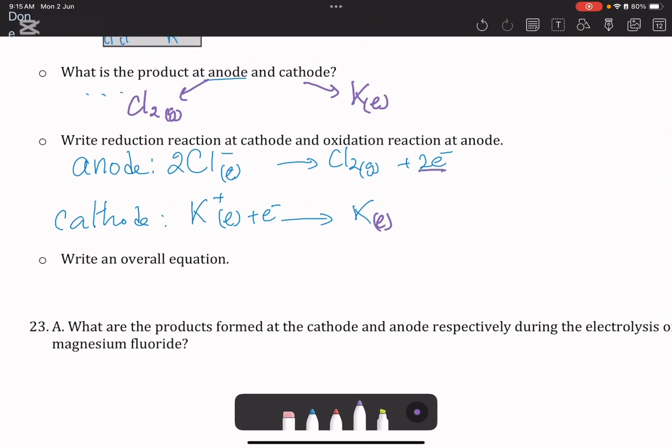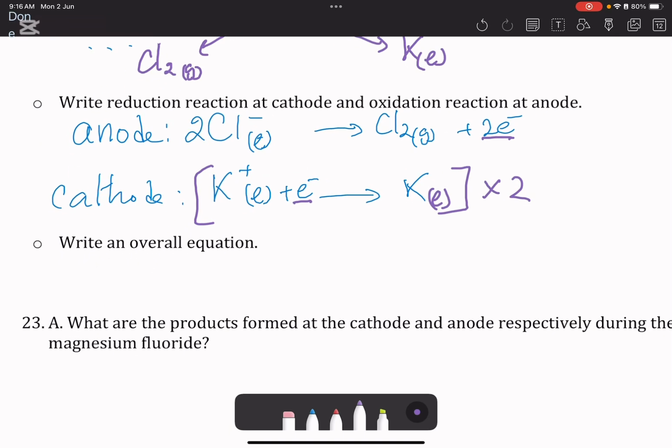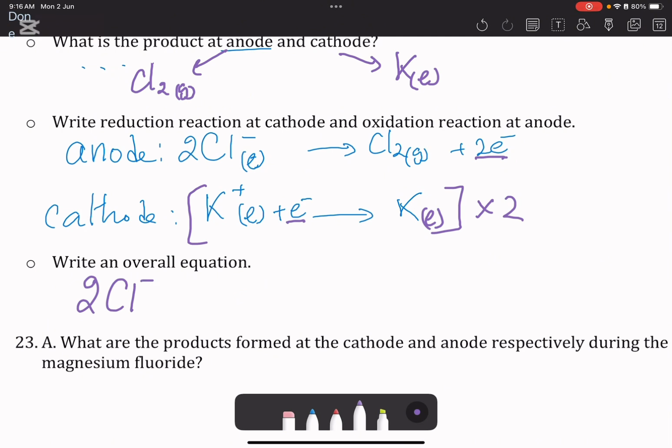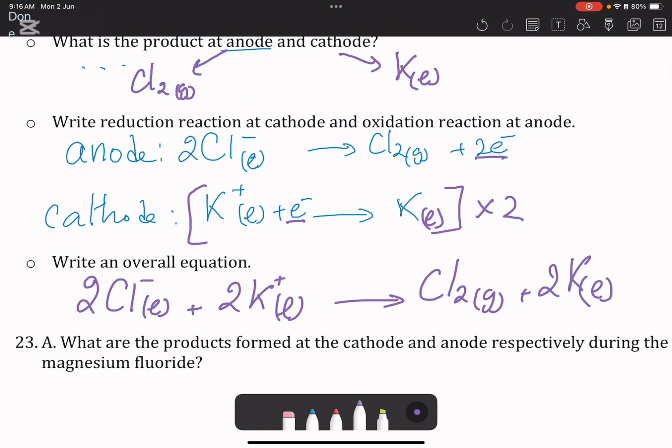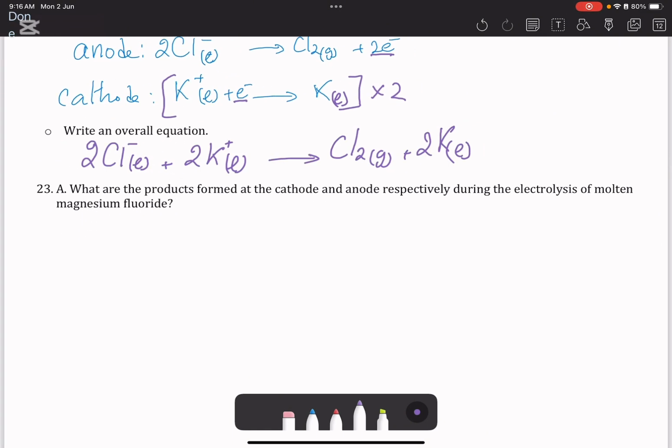Write the overall equation. Now, 2 electrons, 1 electron, we multiply this by 2. The overall equation: 2Cl negative, be careful with the physical states, 2K plus molten, this is a molten ionic compound, gives Cl2 gas and 2K metal, still molten since the temperature is very high.